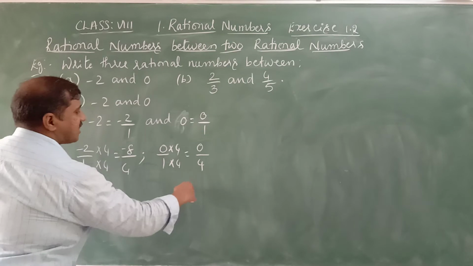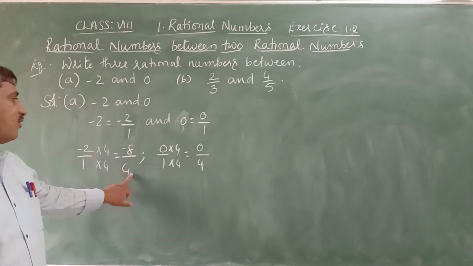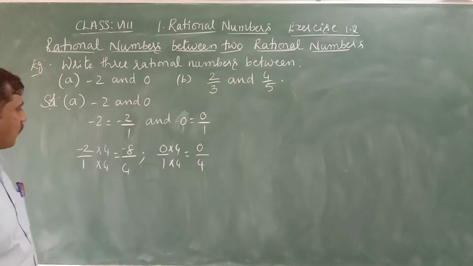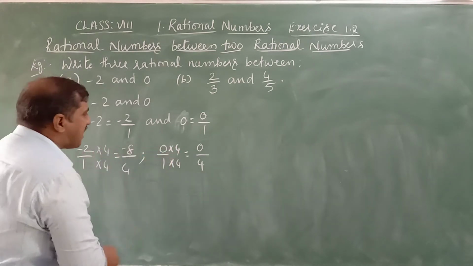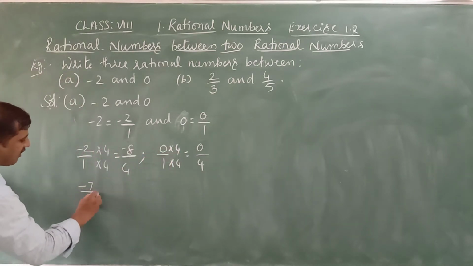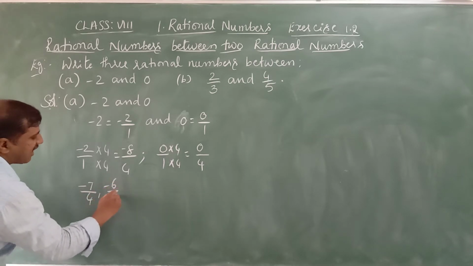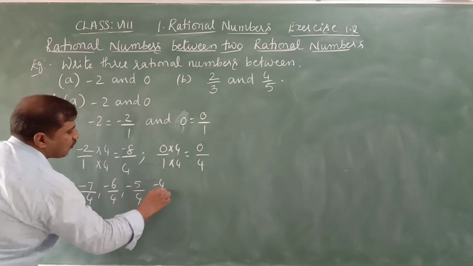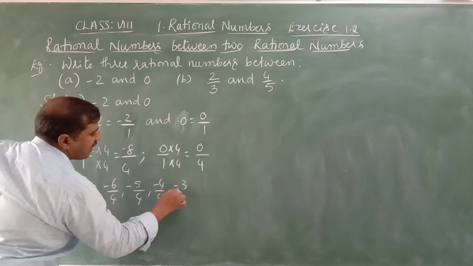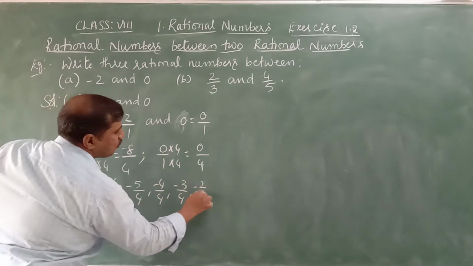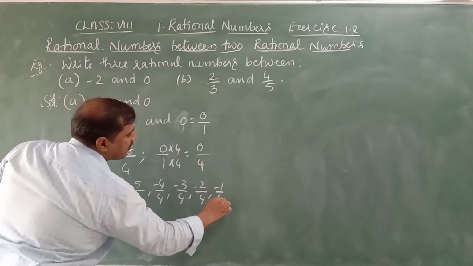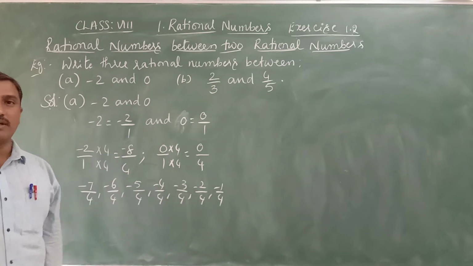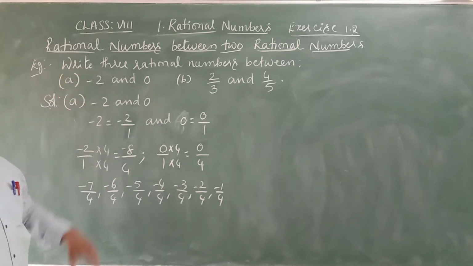Now the two rational numbers are -8 by 4 and 0 by 4. Between them we have -7 by 4, -6 by 4, -5 by 4, then -4 by 4, -3 by 4, -2 by 4, and -1 by 4, which lie between -8 by 4 and 0 by 4. We require only three.